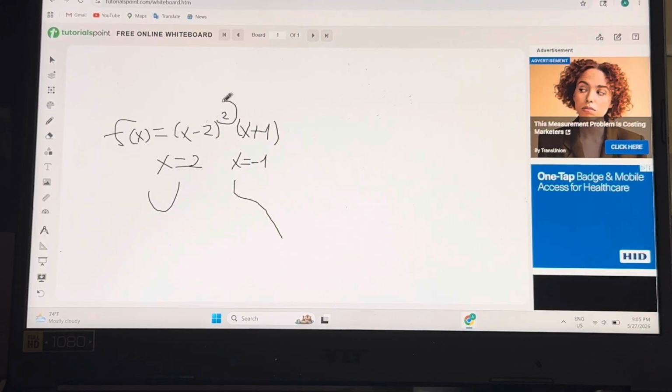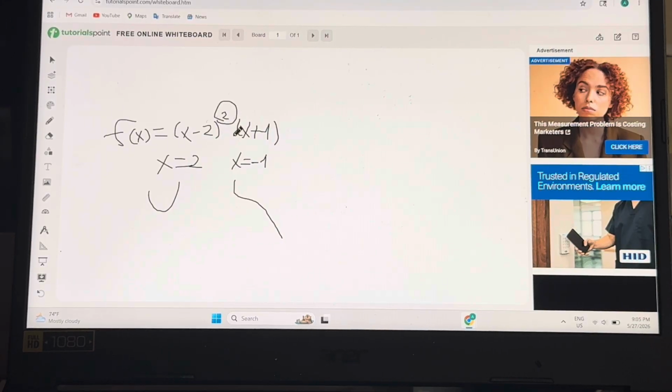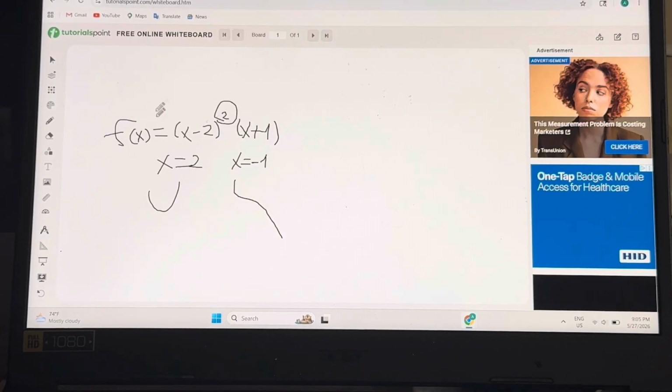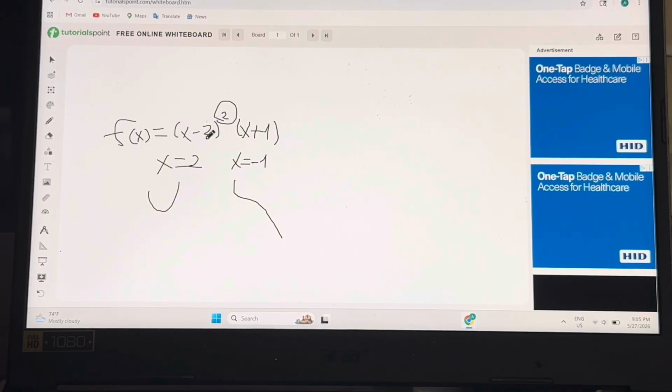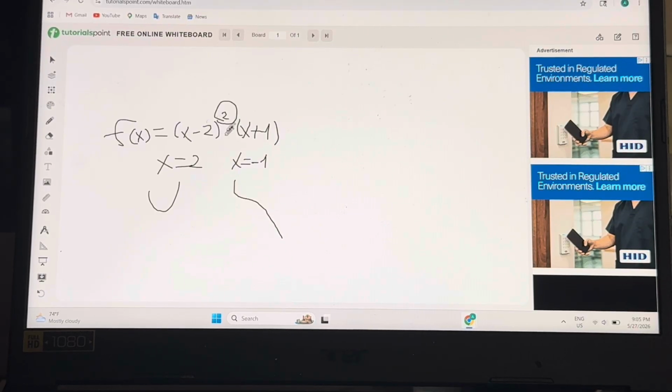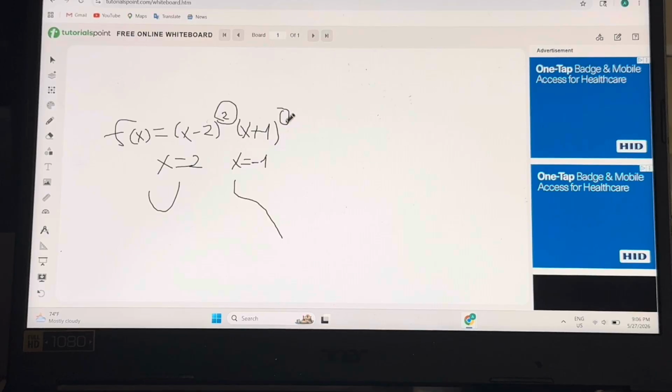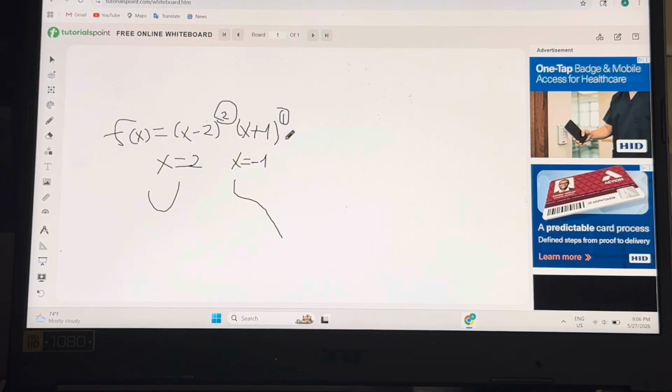Now, the multiplicity is basically the exponent of this part of the equation. So if you have an exponent of 2, then the multiplicity is going to be 2. If you don't see anything, it means it's 1, right? So the multiplicity for this part of the equation would be 1.